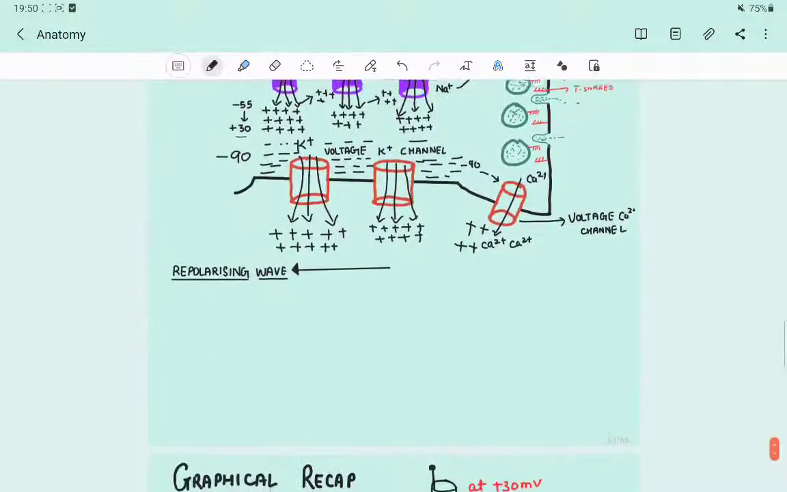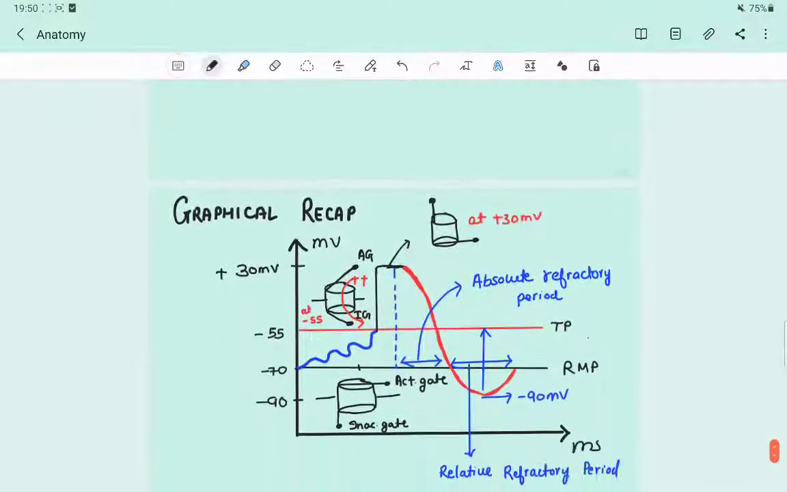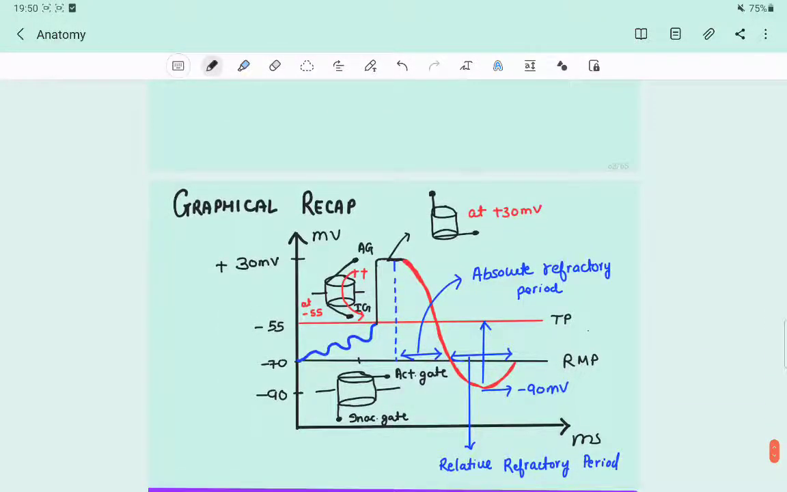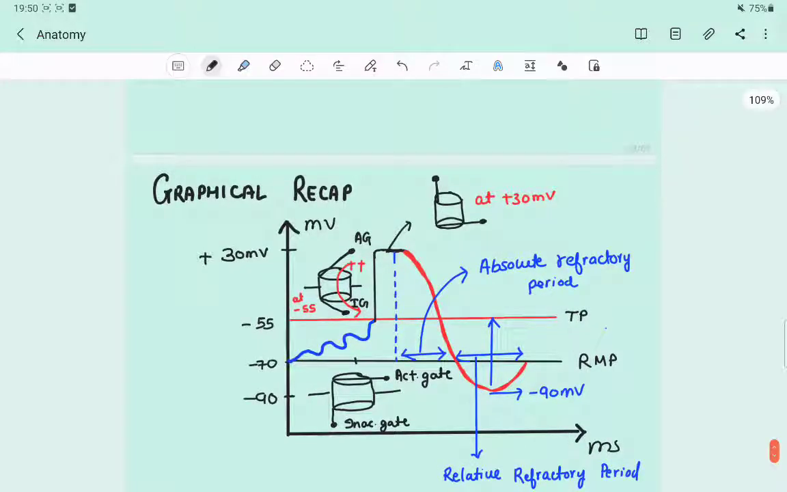So now let us recapitulate all of the things which we have seen in a graphical format and understand two more important terms, which are the absolute refractory period and the relative refractory period. So this is the graph which I have drawn. This indicates the voltage here and the time here.